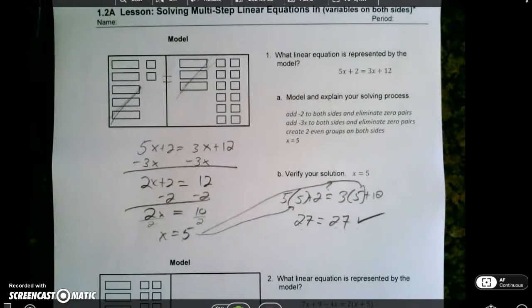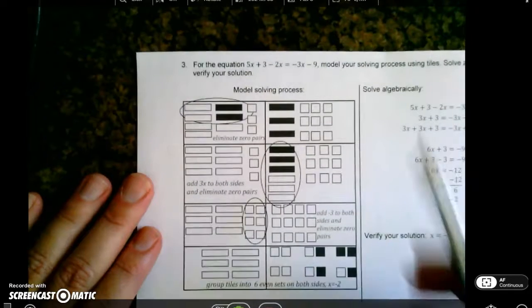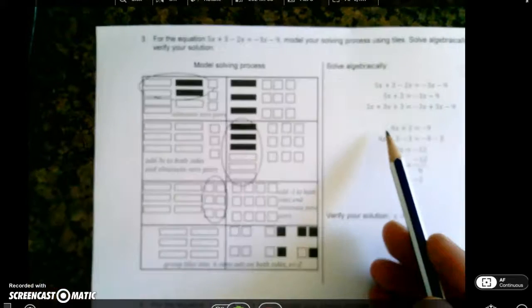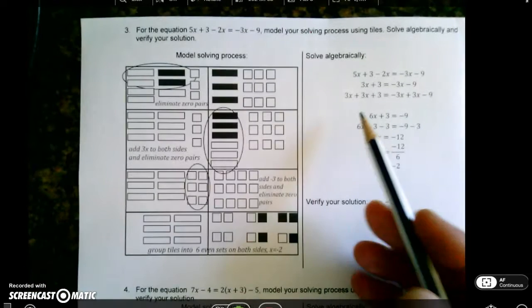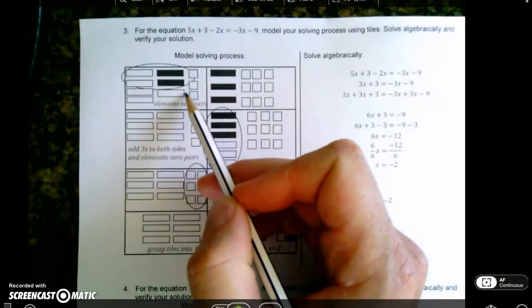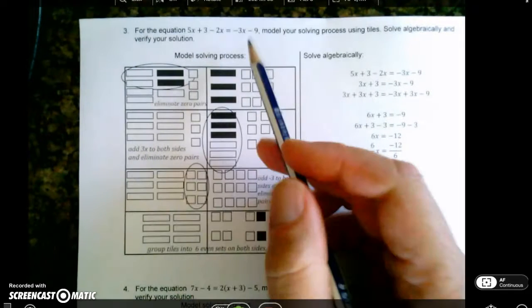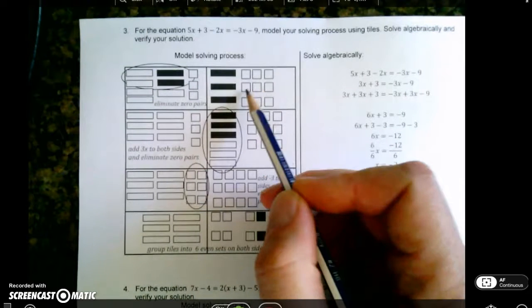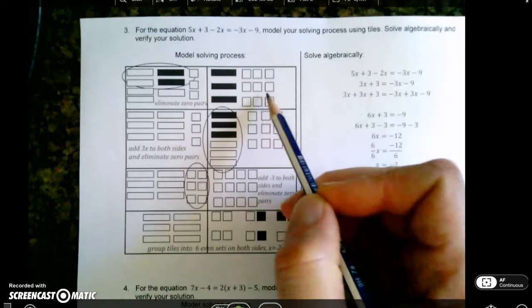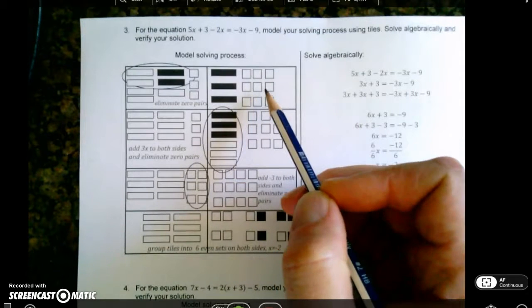Okay, so now let me do a little bit harder problem with you. On the next page, this is all done for you. This is all complete, but let me just explain what it is they're actually doing. So the original problem has 5x plus 3 and then a negative 2x right here. And then the other side has negative 3x and negative 9, minus 9. These should all be negatives, by the way. That's unfortunate that it's not correct. But let's just solve it algebraically here.